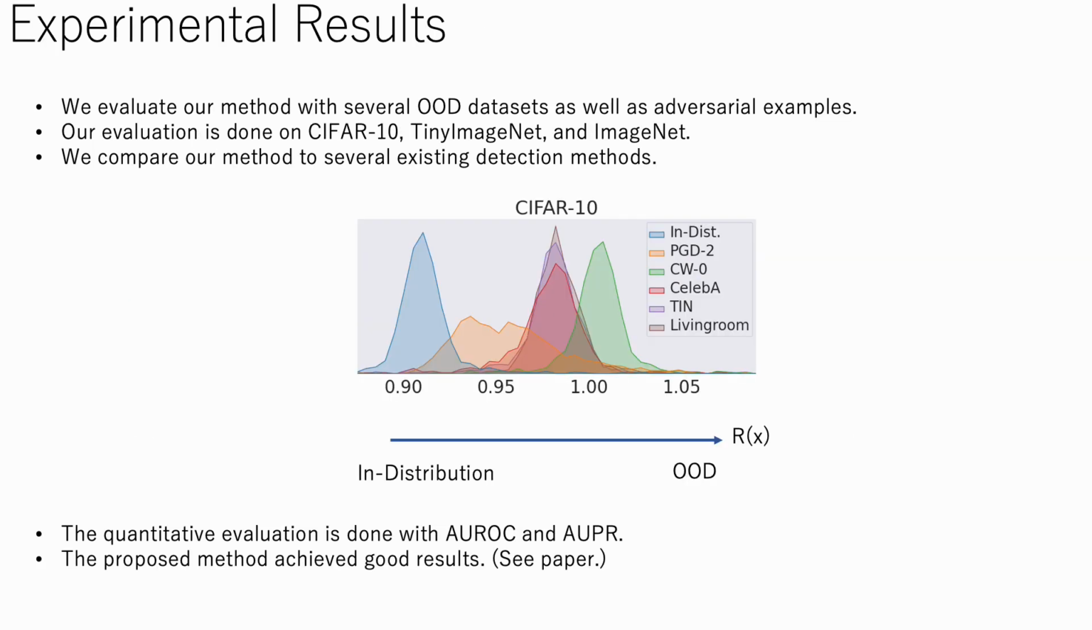In the last part of this video, we briefly show the experimental result. The x-axis of this histogram is the magnitude of our OOD score. It shows that our method is successful in clearly separating in-distribution and various types of OOD inputs.